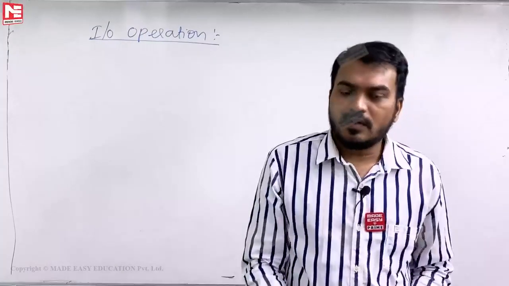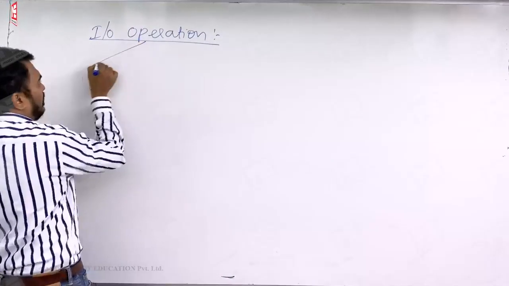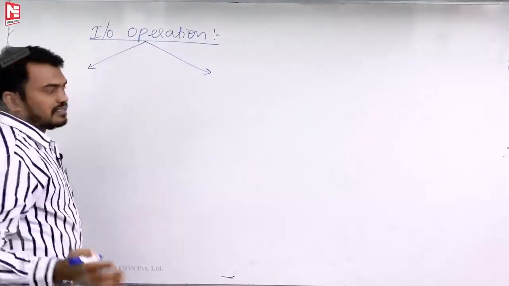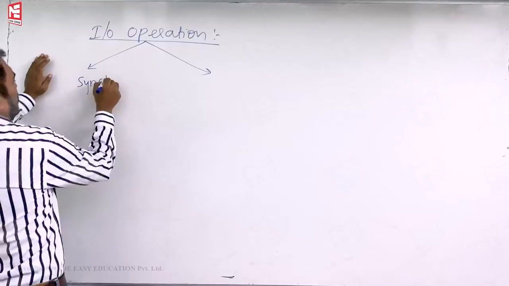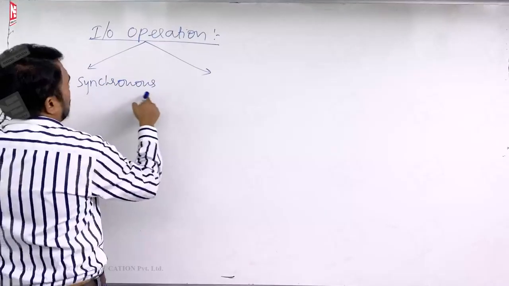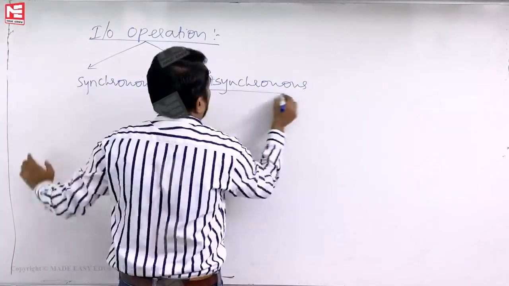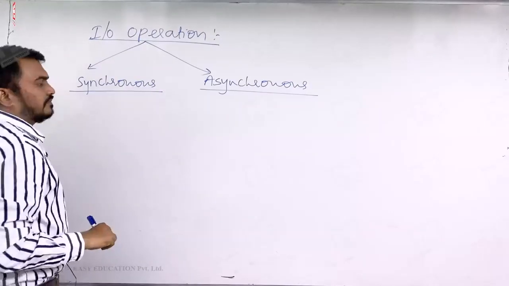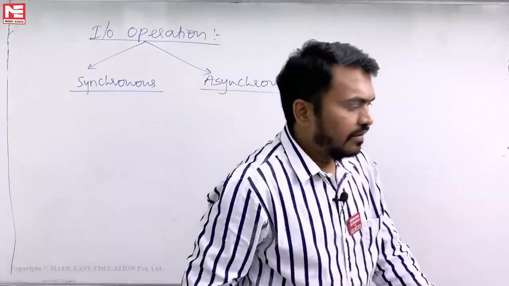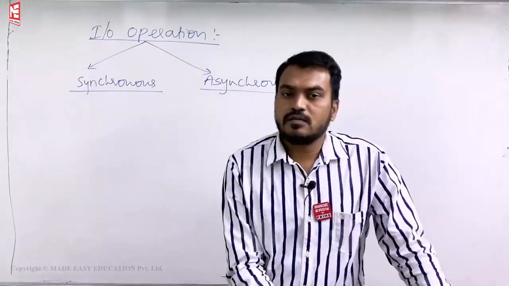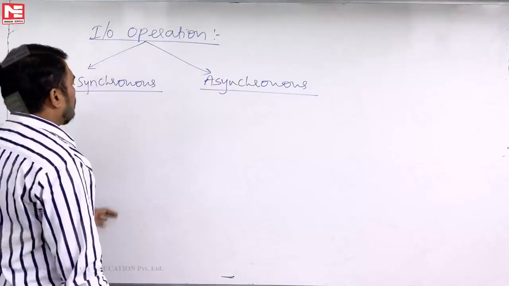So whatever IO we study generally has two different types: synchronous IO and asynchronous IO. Note down the statement: IO of the processes is categorized into two types. One is synchronous IO, next is asynchronous IO. So understand here, synchronous and asynchronous IO.